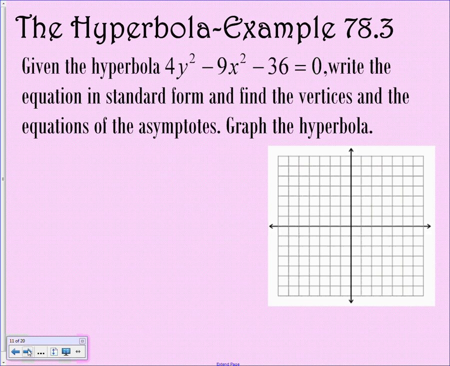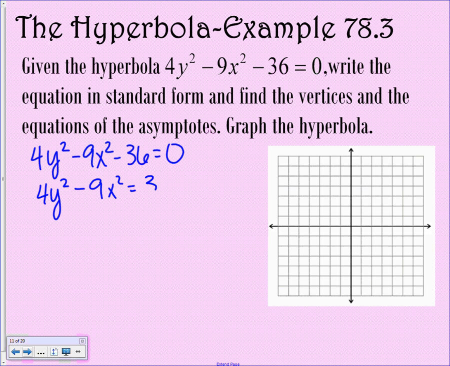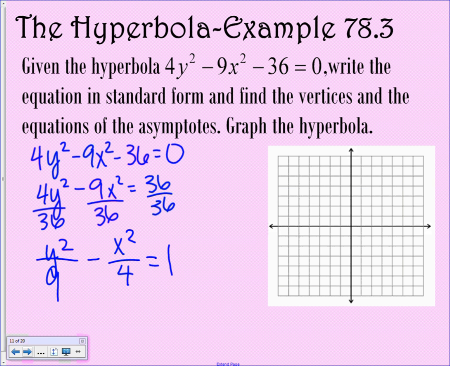Let's look at another example. They give us an equation, and we put it in standard form, find the vertices, the equations of the asymptotes, and we graph it. So the first thing that you're going to want to do is to add the 36, and then you want this to equal 1, so you're going to divide everything by 36. So we're going to have y squared over 9 minus x squared over 4 equals 1. So our a value is going to be 3, and our b value is going to be 2.